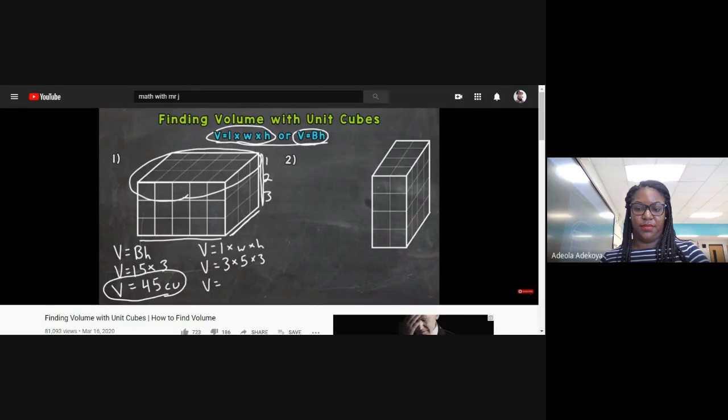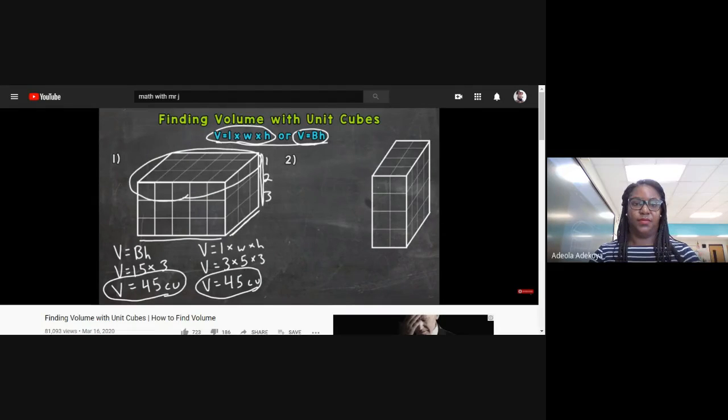And this will get to 3 times 5 is 15, times that 3 gives us 45 cubic units. So both formulas give us the same answer. And that will happen for every rectangular prism. Again, volume is how much space a three-dimensional object takes up.